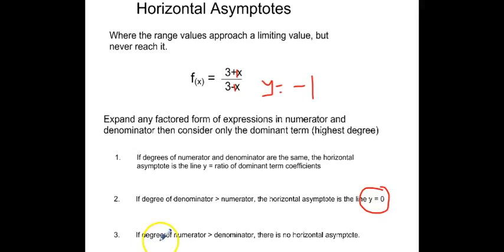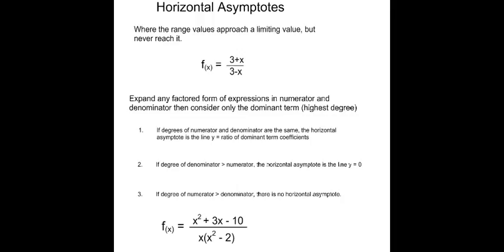And if the degree of the numerator is greater than the degree of the denominator, then we really don't have a rational function that can actually be divided, and we'll see that later in the course. So there is no horizontal asymptote. So have a look at this new expression for f of x and determine where the horizontal asymptote would occur if there is one. And pause the video and respond.